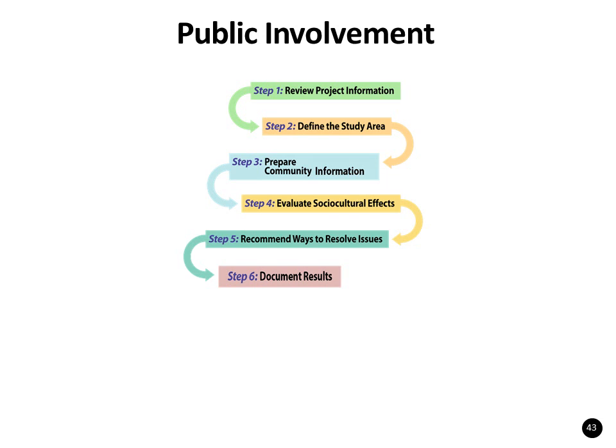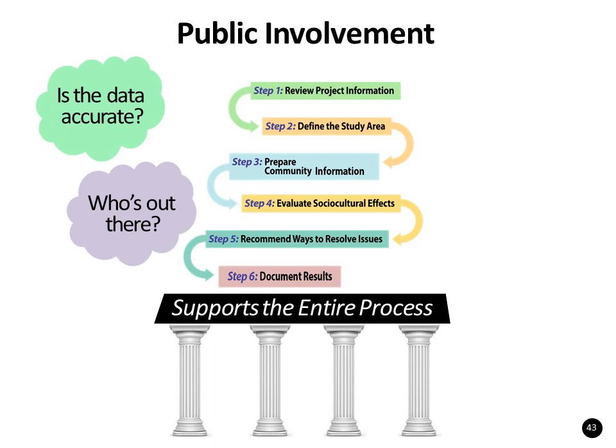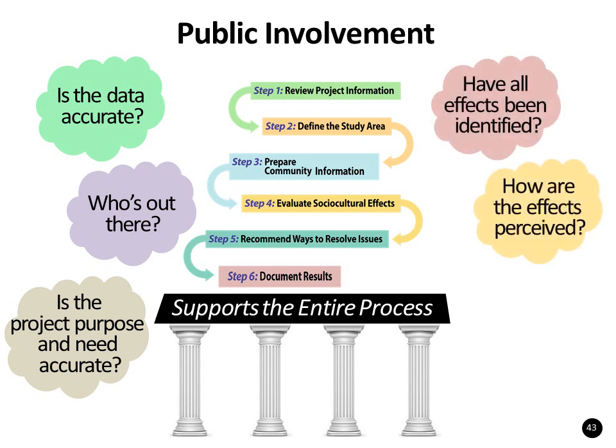Throughout the SCE evaluation process, we rely on public involvement to tell us if our evaluation is on the right track. Does the data accurately depict the study area? Who is the community and what are the community's values, preferences, and concerns? Does the project purpose and need accurately depict community conditions and needs? Through public involvement, we can find out if we have overlooked a potential effect or characterize one differently than the community would. And we can ask if proposed mitigation measures would be a good fit in the community.